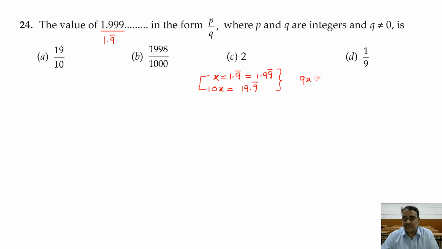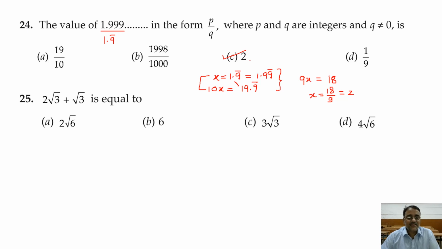Right, now subtract these two, so you will get 9x is equal to what will you get. 9x is equal to, if you subtract these two, 18. Right? So x is equal to 18 by 9. So what is the answer? 2. 2, sir. So which option is the correct one? Option C. This is clear? Yes, sir. Right. So now we are moving toward question number 25. 2 root 3 plus root 3 is equal to dash.